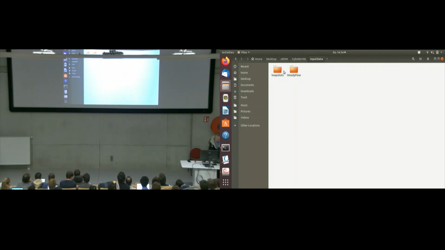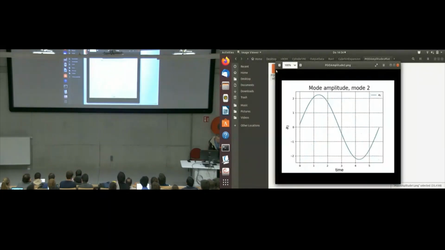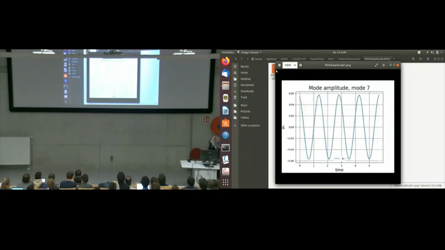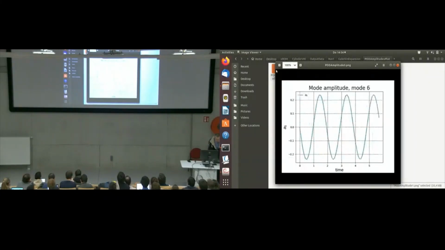Good. So what do you want to see? This is input data. This is not interesting. Let's look at output data, run 1. So we managed to do it in one attempt. That's good. We have the Galerkin expansion, POD mode amplitudes. So what you see here, essentially, are the mode amplitudes. So this answers your question regarding the input.